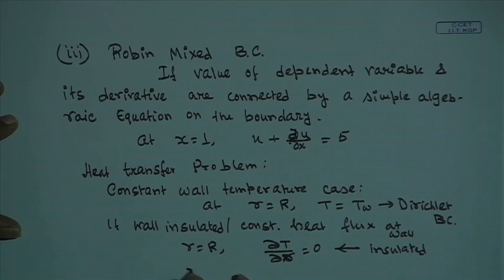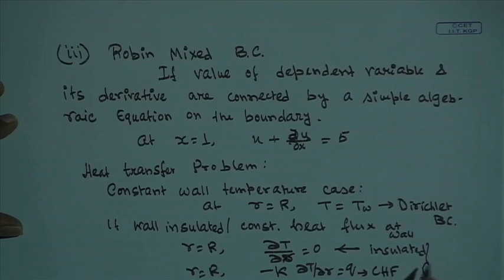And at r is equal to R, if minus k del T del r is equal to q, then it is a constant heat flux condition. Both are examples of Neumann boundary condition. Then I will be giving an example of Robin mixed in case of heat transfer problem.